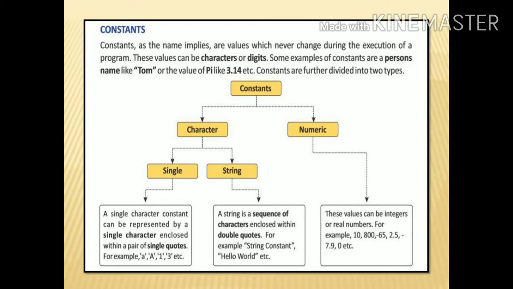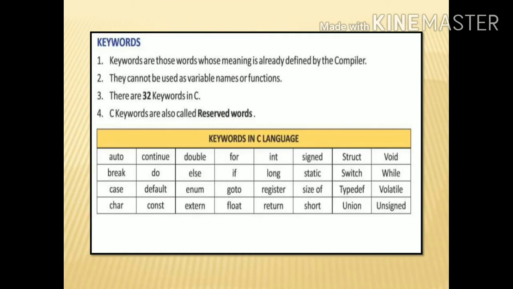In the C language we have 32 keywords. C keywords are also called reserved words. While writing the C program, you will get to know what a keyword is, what a function is, what operators are, and what constants are. Here we have auto, continue, double, for, int, long. There are many in the table you can see here. There are 32 keywords in the C language. Children, whatever I am explaining, you need to know while writing the C program.